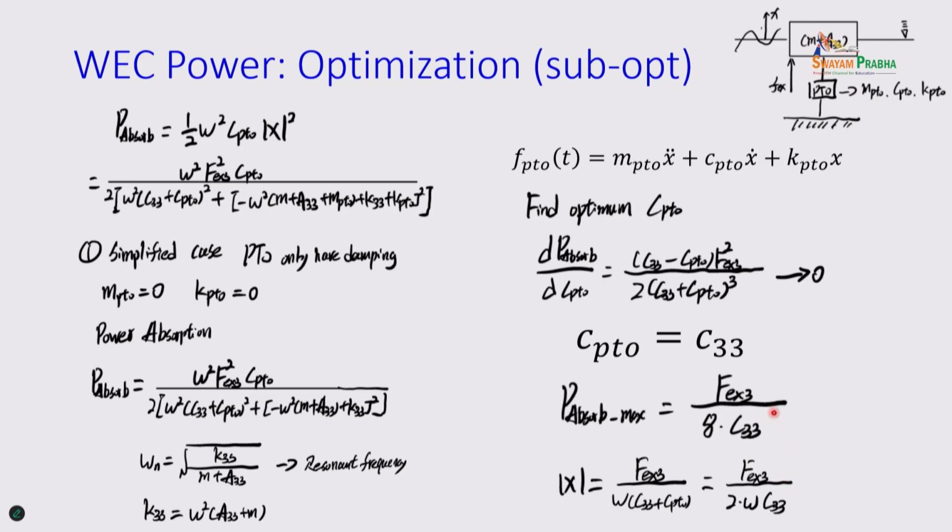So now look at the first equation. You reduce the radiation damping by half, you can have double the power output, right? Meanwhile, you reduce the radiation damping by half, then the vibration amplitude gets doubled. So this is how you choose the best damping for a wave energy converter. Okay, so let's give a case study.